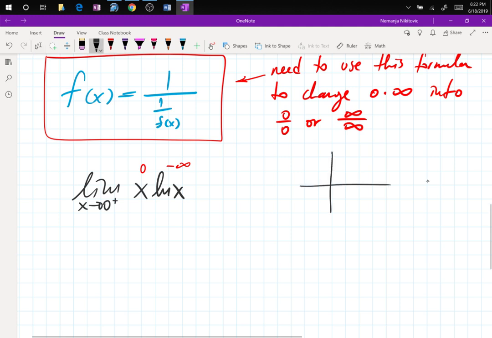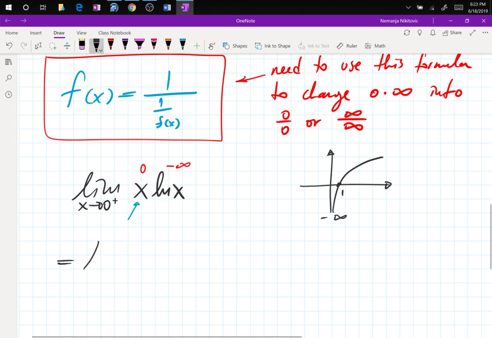If you look at your ln x function, as you go towards 0, the y value goes down to negative infinity. So this problem right here has the 0 times infinity case, which is what we are exploring. So now I'm going to use the blue formula on this x.